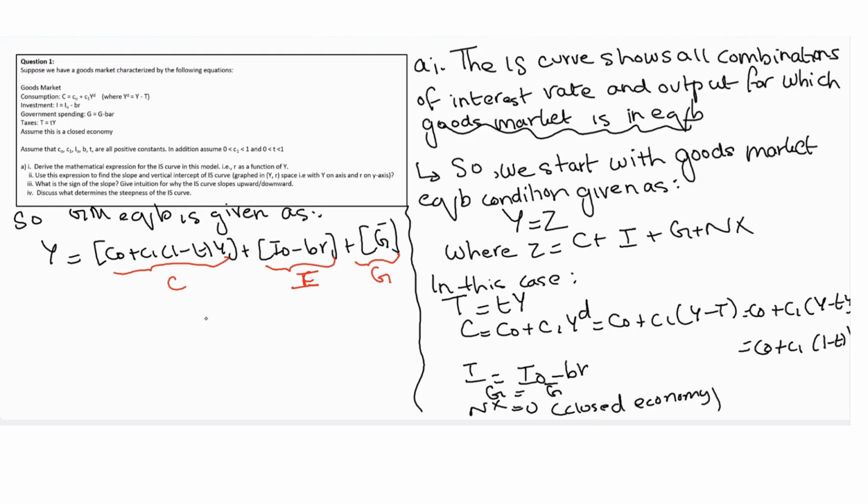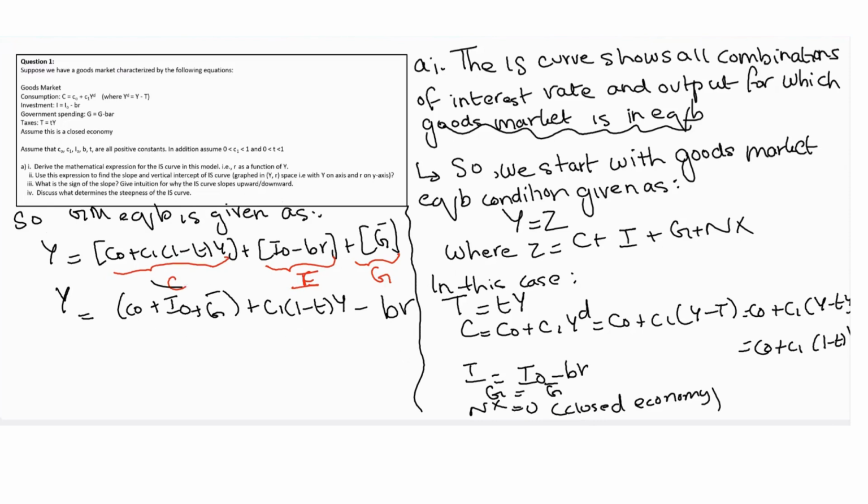Then we move forward and simplify this a bit by combining like terms. So we write here C0 plus I0 plus G bar. We write all the terms independent of Y and R over here, and then we write our Y term here, C1(1 minus t)Y, and then our R term here. So in this way, we just combine some like terms. This is how we start: we start with the goods market equilibrium condition.